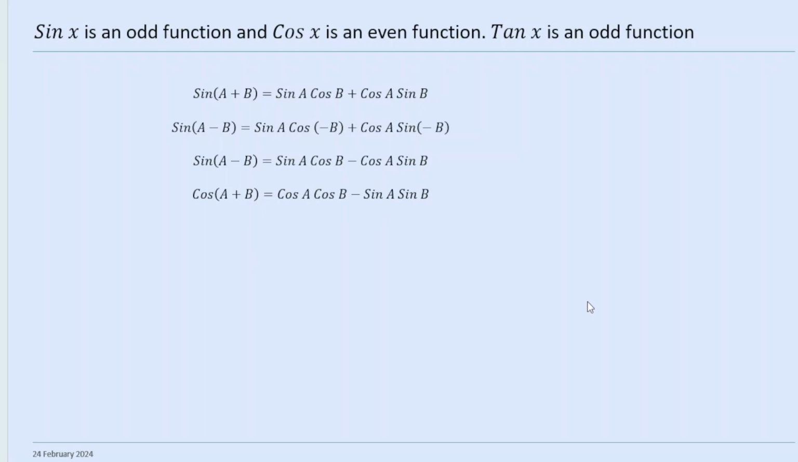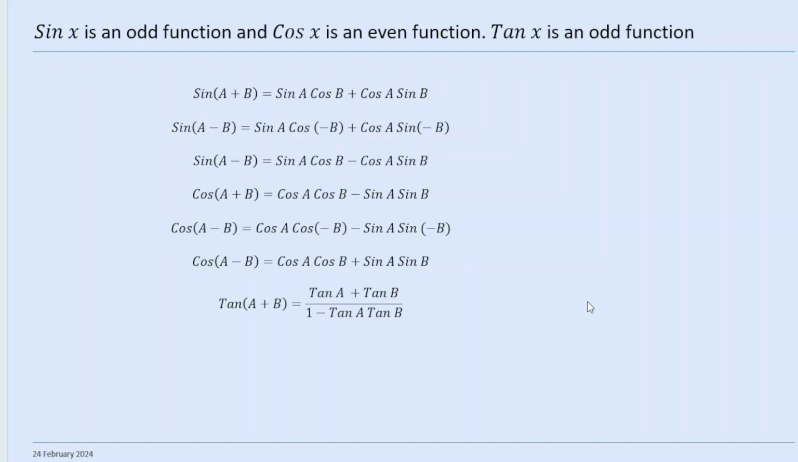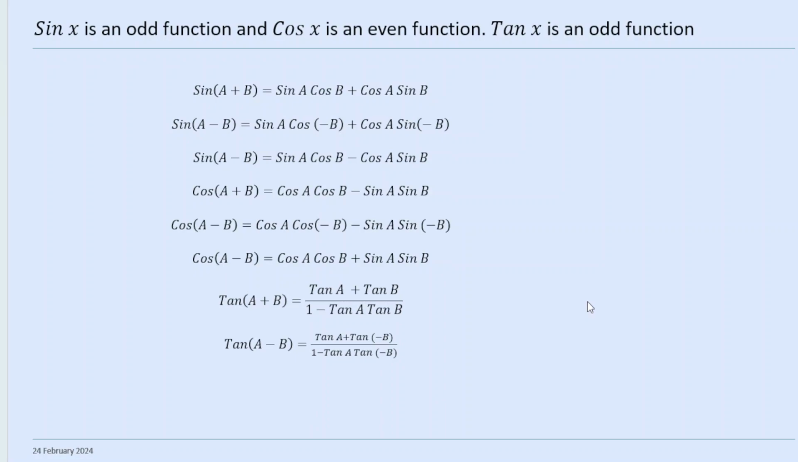We can do the same thing. We start with cos(A plus B), substitute in minus B in place of B. We get cos A cos(minus B) minus sine A sine(minus B), which tells us that cos(A minus B) equals cos A cos B plus sine A sine B, which is a beautiful fact. Also, tan(A plus B), again we're going to put in minus B in place of B, and because tan is an odd function, this tells us that tan A minus tan B over 1 plus tan A tan B is the same as tan(A minus B).